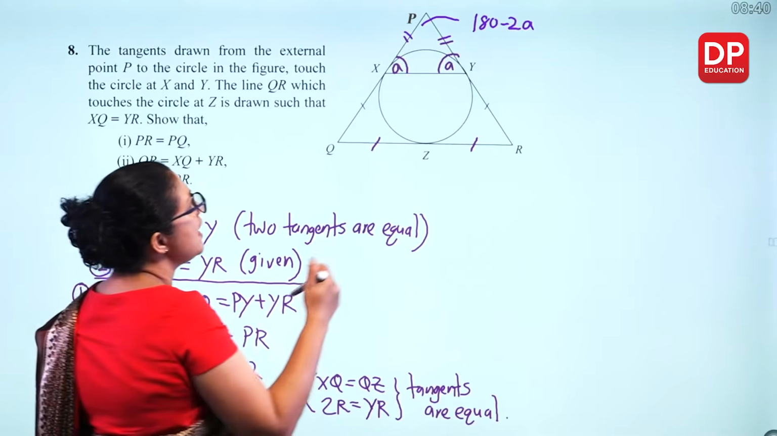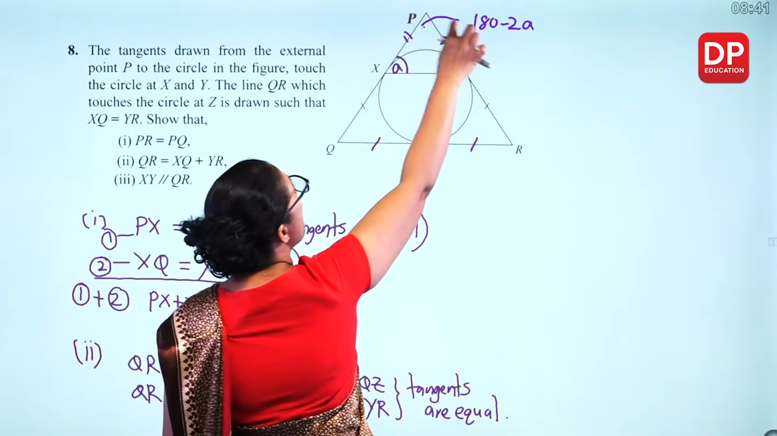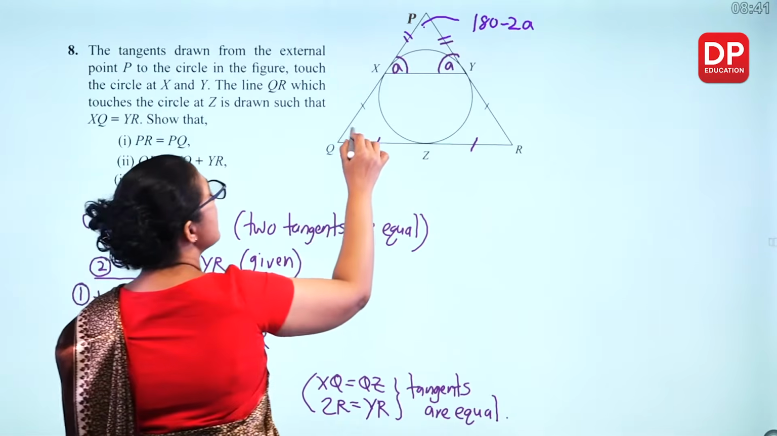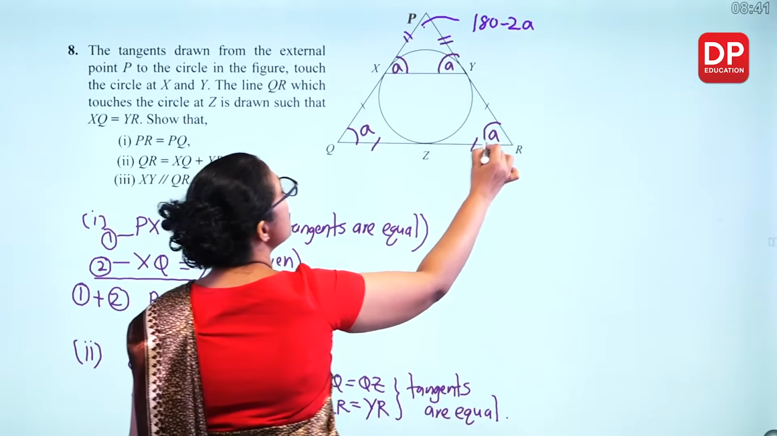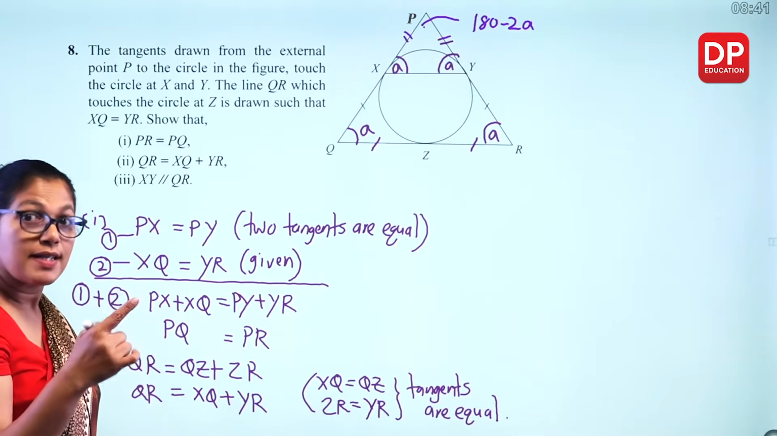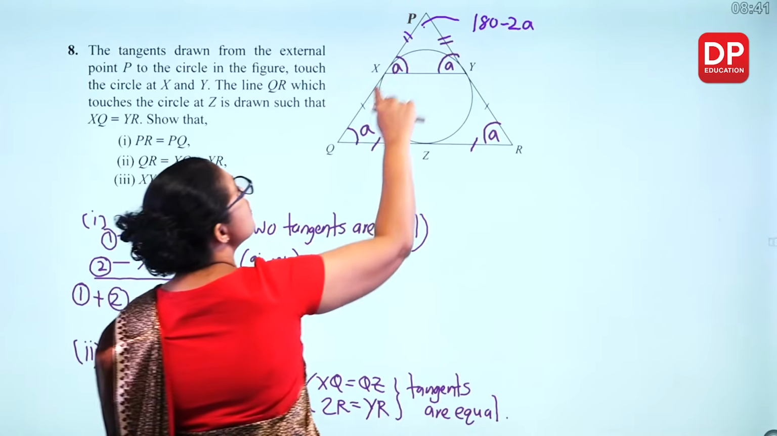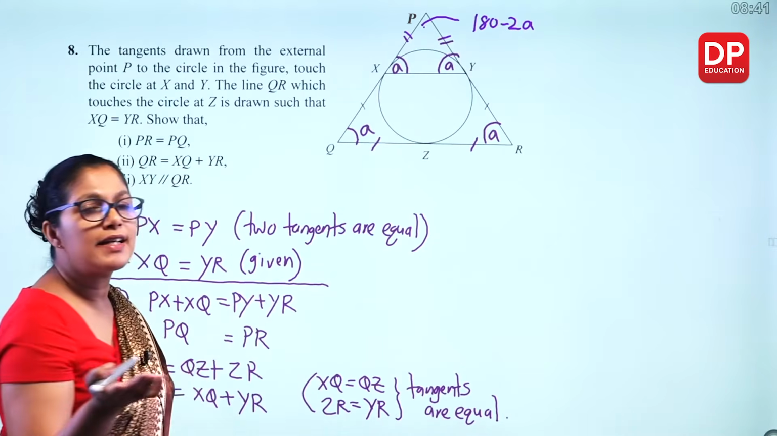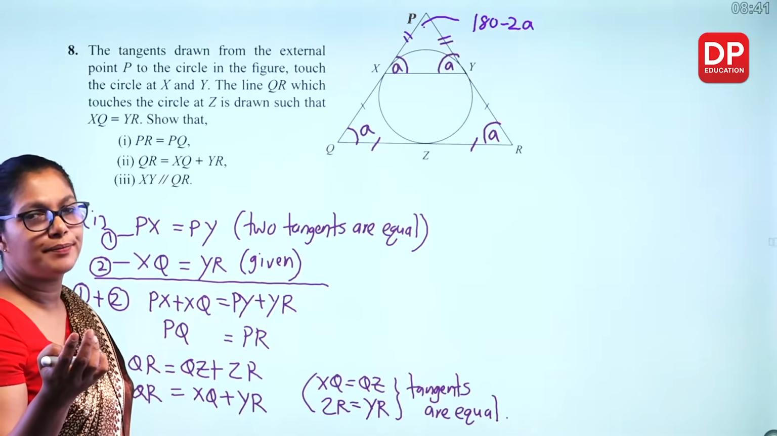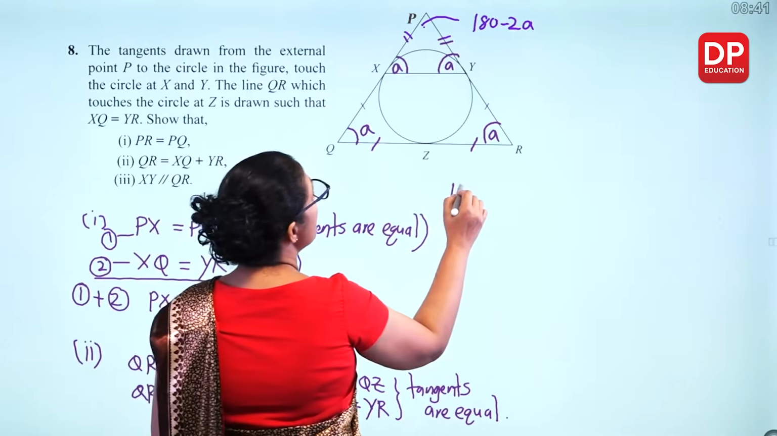Now take the PQR triangle and PXY triangle. This is the common angle and both are isosceles. So what's this angle? This should be A and this should be A. 180 minus 2A divided by 2. So what can you say? These two are equal. Corresponding angles are equal, means XY is parallel to QR. So that's what we have to write. So we'll write down all the information. Third part.